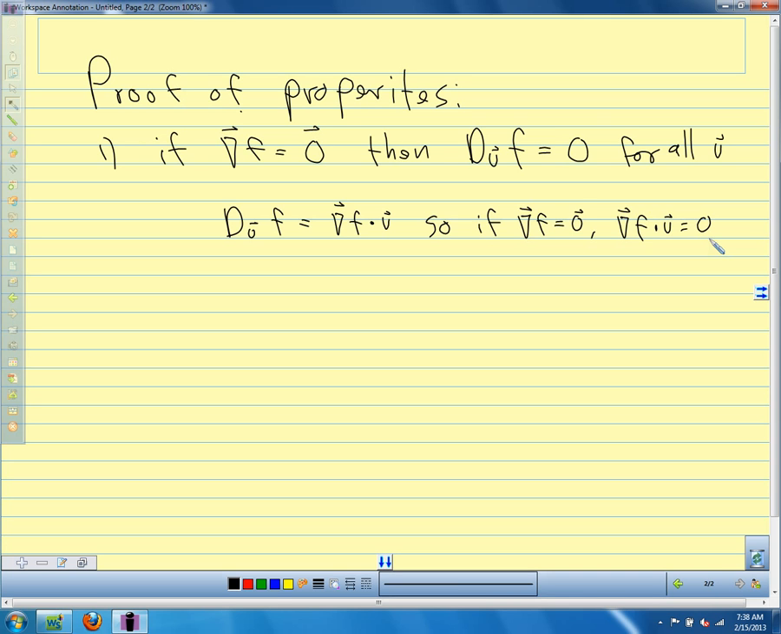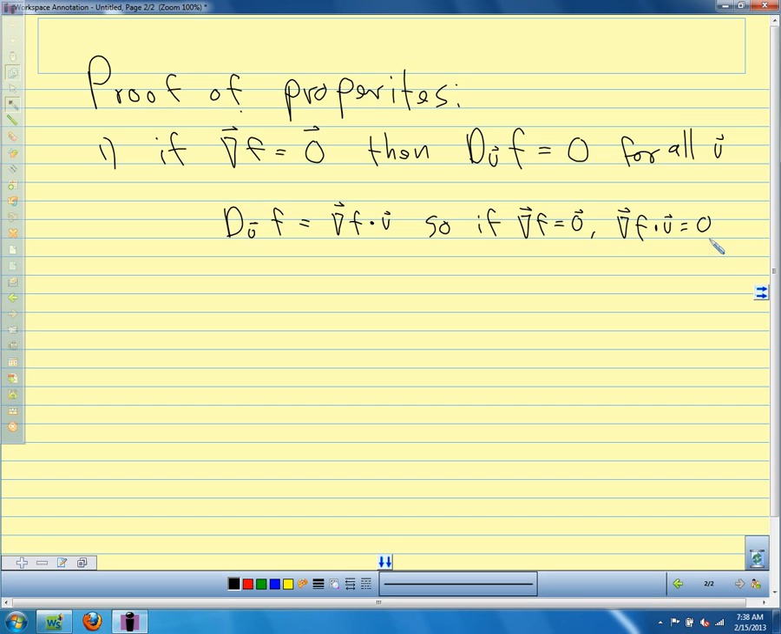Not changing. So what kind of shape would it be? A plane. It'd be flat, right? The function's not changing. The gradient is not changing. So you're talking about some kind of flat surface. There's no gradient. It's not changing.